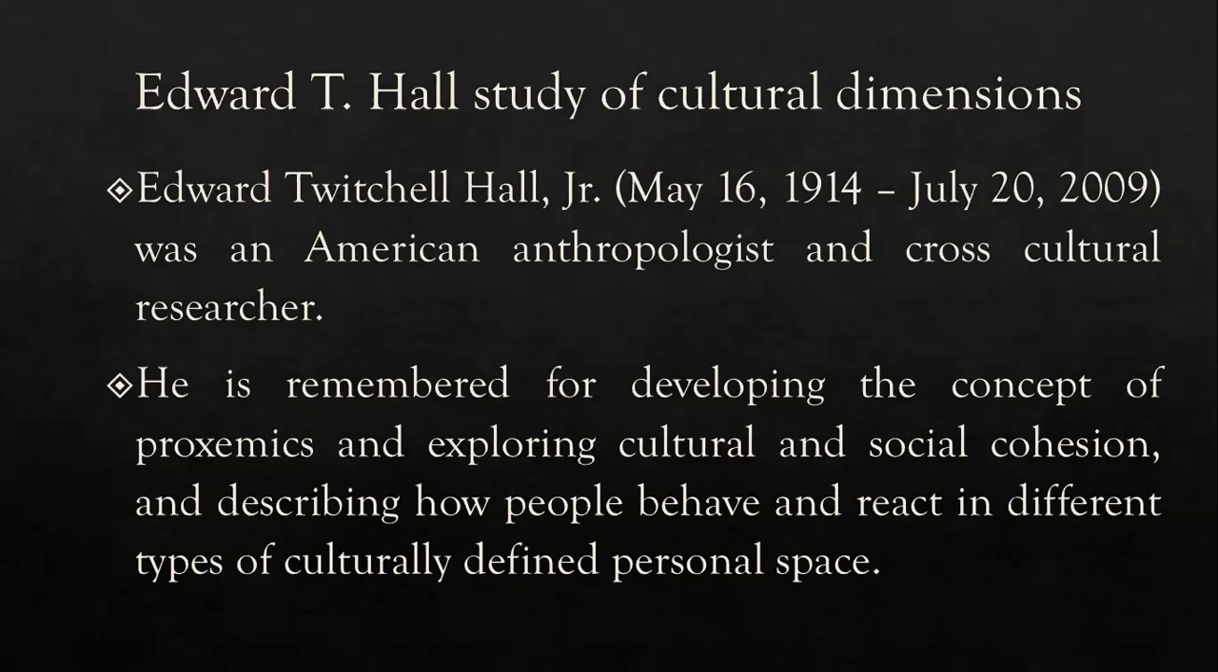And exploring cultural and social cohesion. Social cohesion is nothing but how collaboratively and collectively people can survive and sustain in a group format or in a social or societal structure. And describing how people behave and react in different types of culturally defined personal spaces. So people coming from different cultural backgrounds will have different orientations towards their personal space. Some people coming from one particular culture feel there should be more personal space, whereas people who come from another type of culture feel that there should be less personal space, and they're okay with that, right? So according to the culture that you come from, the element of personal space can vary in high and low degrees respectively.